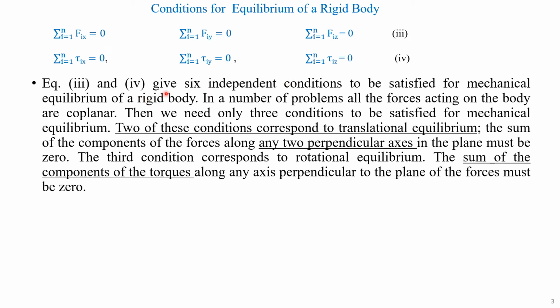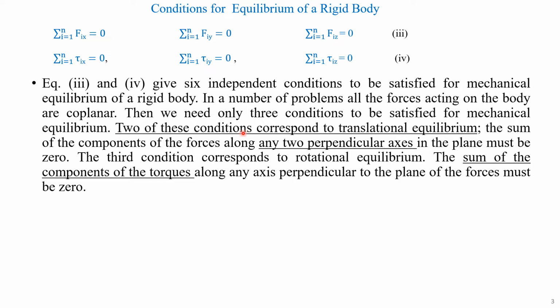Equations 3 and 4 give 6 independent conditions to be satisfied for mechanical equilibrium of a rigid body. The above equations are the conditions for mechanical equilibrium of a rigid body. In a number of problems, all forces acting on the body are coplanar. That means they act in the same plane, that is xy plane, yz plane or zx plane. Then we need only 3 conditions to be satisfied for the mechanical equilibrium.